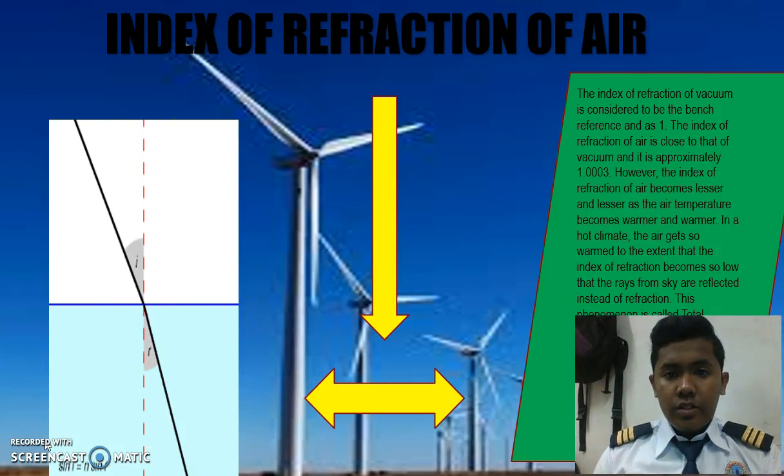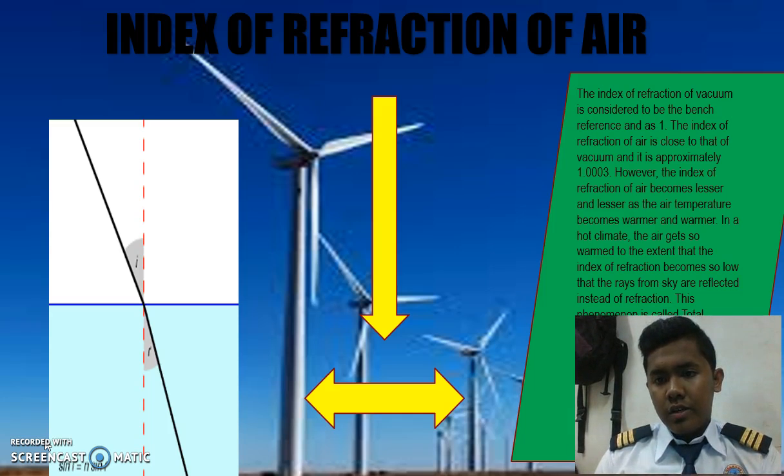The next is refraction of air. The index of refraction of vacuum is considered to be the benchmark reference as 1. The index of refraction of air is close to that of vacuum and it is approximately 1.0003. However, the index of refraction of air becomes lesser and lesser as the air temperature becomes warmer and warmer. In a hot climate, the air gets so warm to the extent that the index of refraction becomes so low that the rays from the sky are reflected instead of refracted.